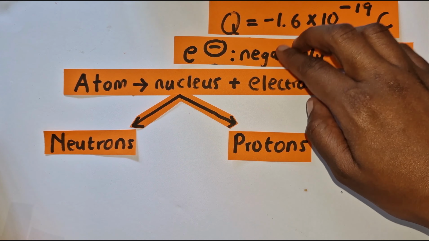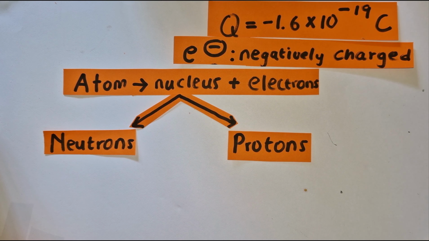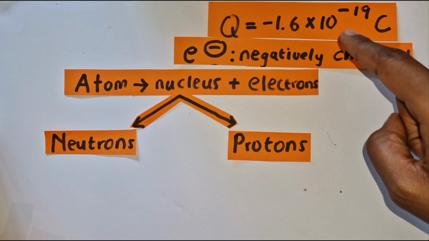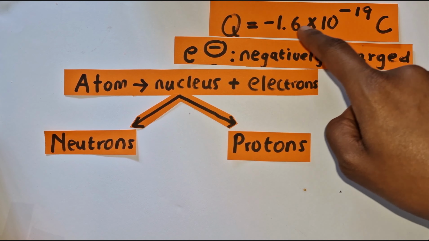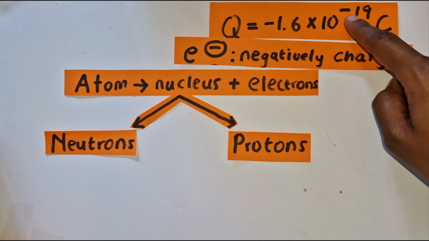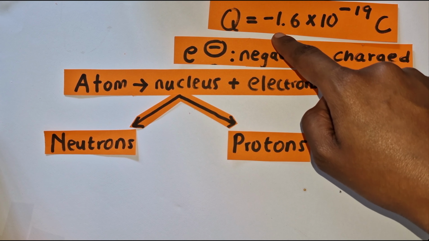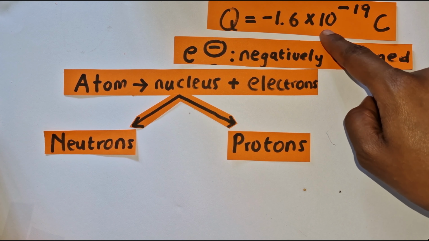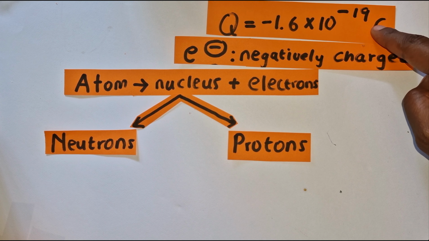For people that have already done electrostatics, for most people it was during term 1 in grade 10, this number looks very familiar. So the charge on an electron is minus 1.6 multiplied by 10 raised to the power of minus 19 coulombs.